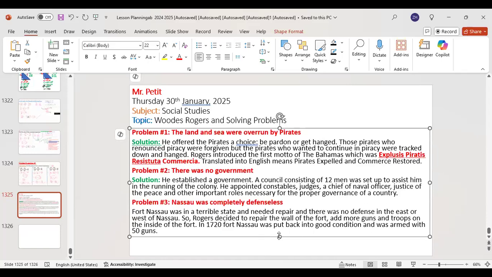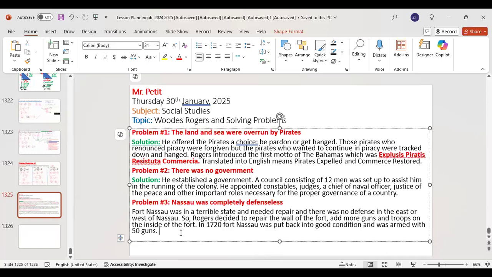So problem number 1, the land and sea were overthrown by pirates. Solution: offer the pirates pardon if they renounce piracy. If they don't, they would be hanged. Number 2, there was no government, so he established a government. Number 3, it was completely defenseless. So he decided to add more guns, repair the fort, and put more men inside the fort.